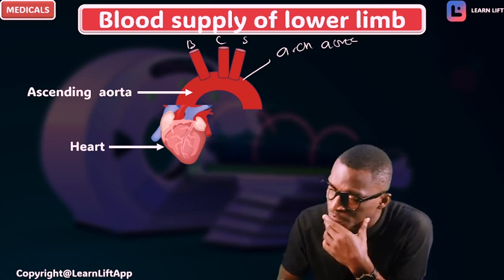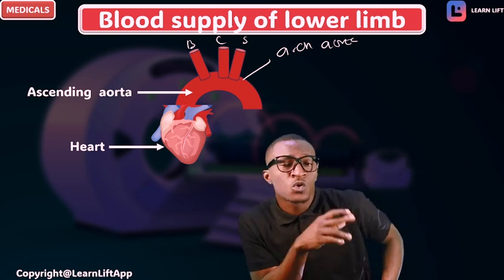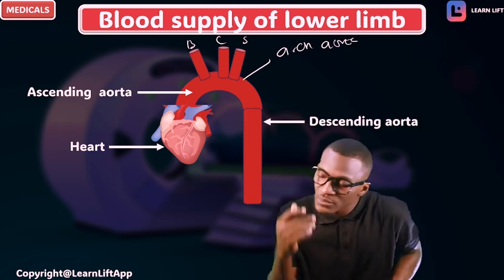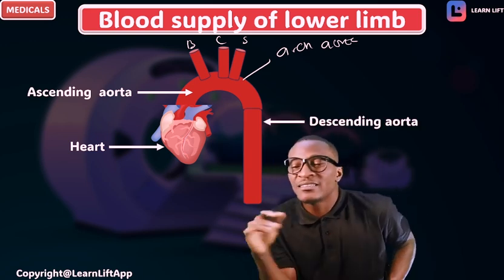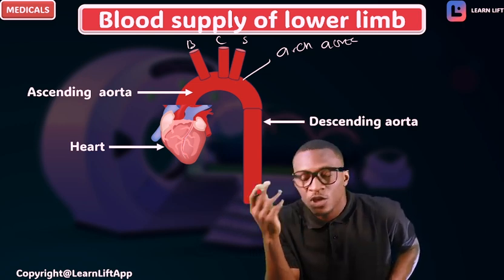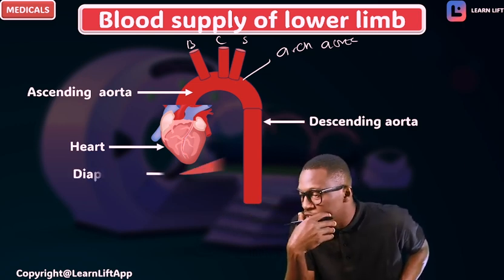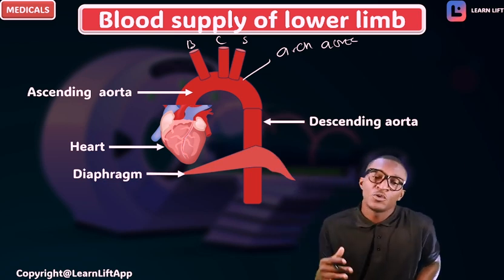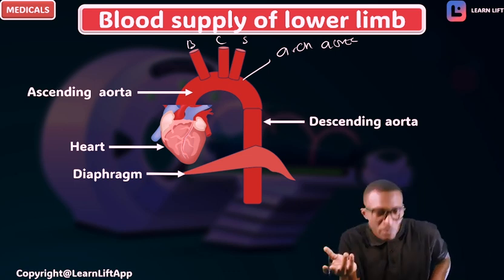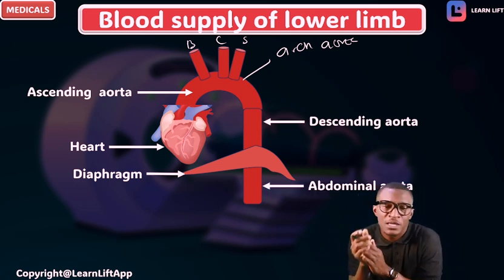So it's going to give an arch, and the artery is going to continue to descend down. It's now going to be called the descending aorta. Now you keep descending down. At the diaphragm, it changes from the descending aorta to become the abdominal aorta. At the diaphragm, we're already leaving the thorax and entering into the abdomen. So it now becomes the abdominal aorta.